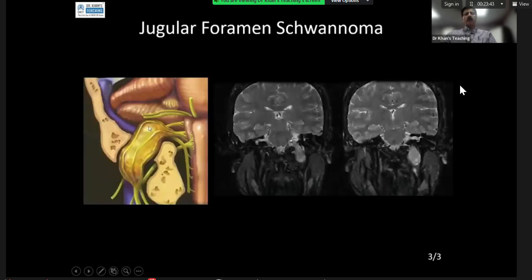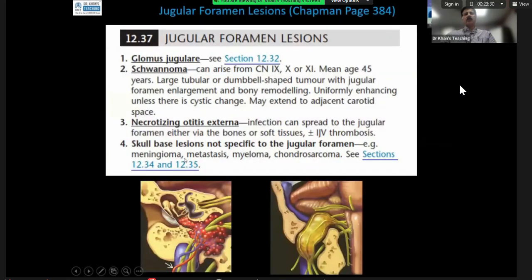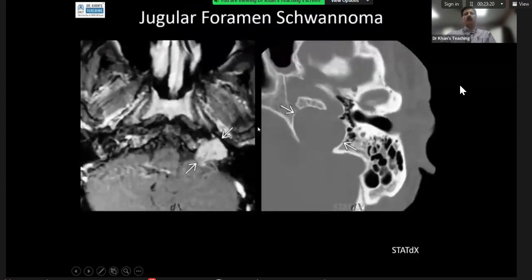The key thing is, look at this picture, and you will remember it. Jugular foramen schwannoma. Just like a schwannoma anywhere, it will cause expansion of the bone. It will not cause permeative destruction. So remodeling of bone. Remember that in ribs and spine, etc., you will see the remodeling because of schwannoma.